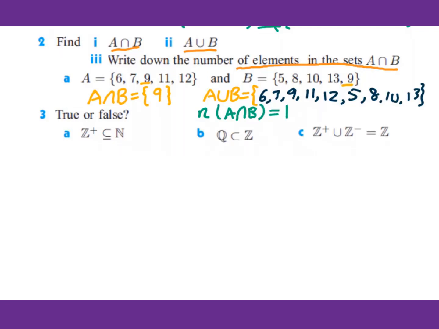Question 3, true or false? This is a positive integers. Like you have 1, 2, 3, keep going.